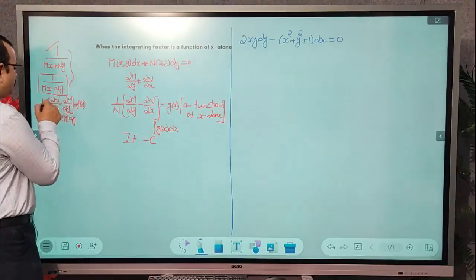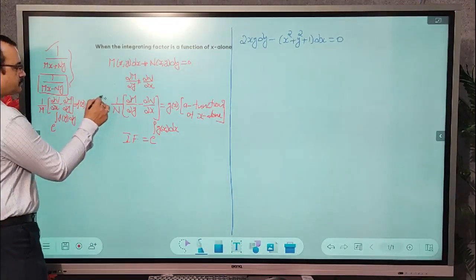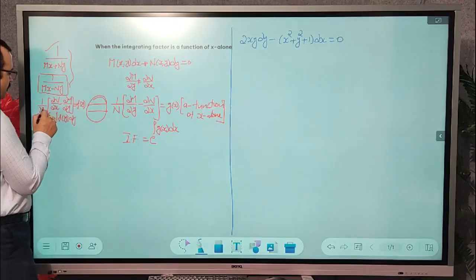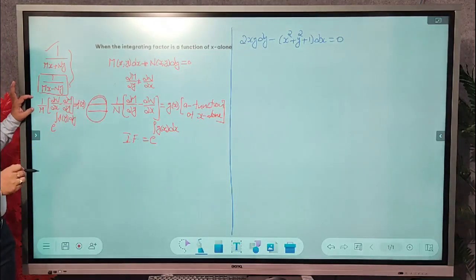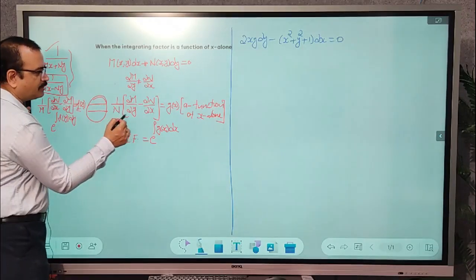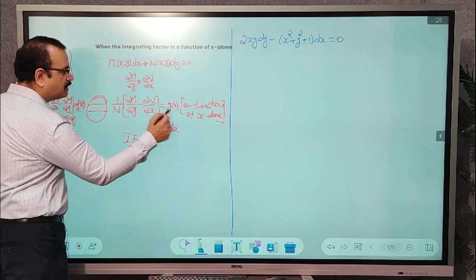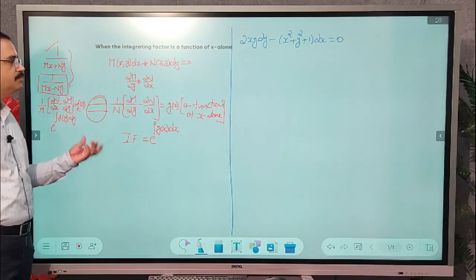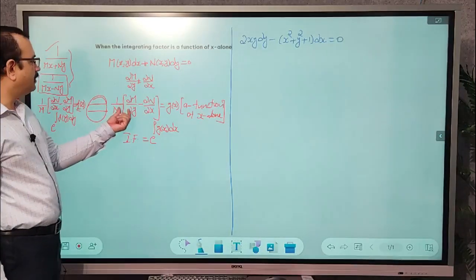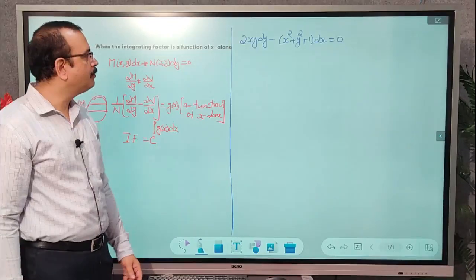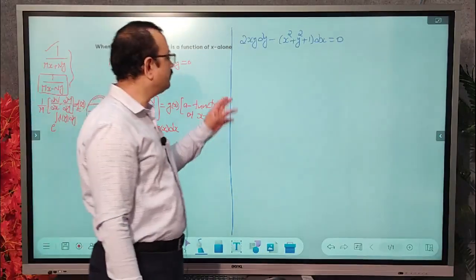Whenever you compare these two, when we take 1 by M into something, then it must be a function of y alone. If you take 1 by N into something, then this must be a function of x alone. So these are the only differences we have to identify and observe. Now for this method, 1 by N into something, we will discuss with the help of one problem.